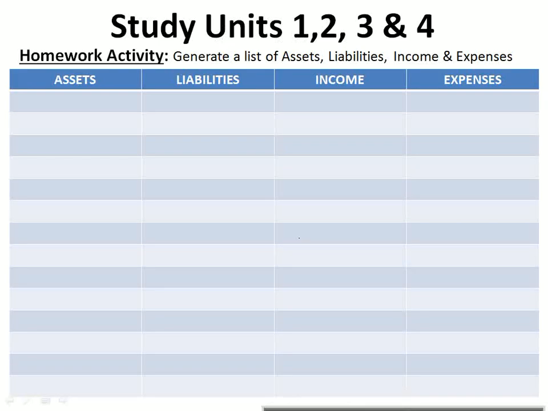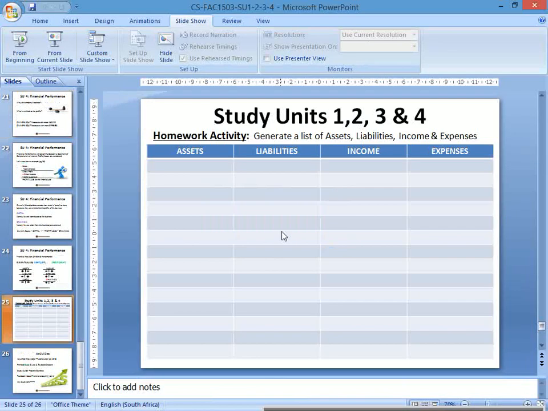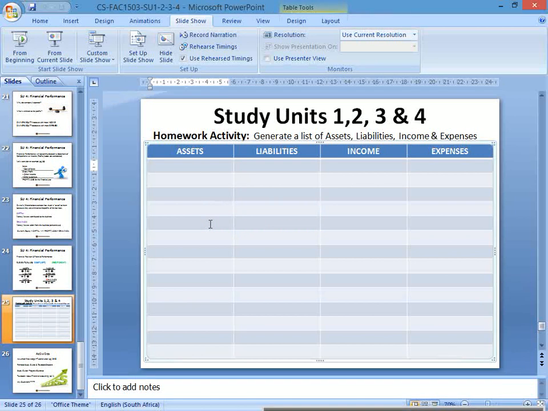All right, so now we have a homework activity. This is something that I want you guys to do for next week. Obviously you're going to be going through the study guide and the textbook, finding these different accounts. We can already write down some that we've spoken about today. I'm just going to write down a few to get you started. Assets: I said land and buildings earlier, we can write that one in. I spoke about vehicles, we can write that one in. Equipment, we can write that.